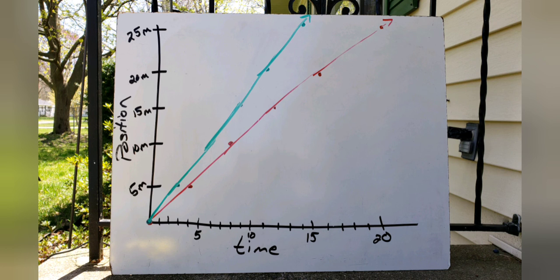But what I want you to take away from this is that the faster walker is represented by the green line, and the slower walker was represented by the red line.